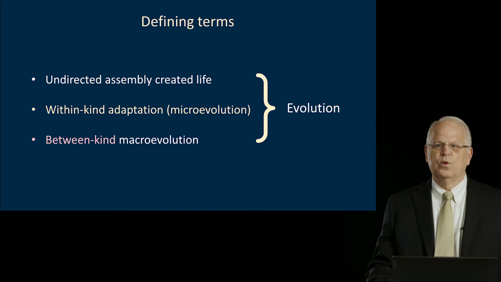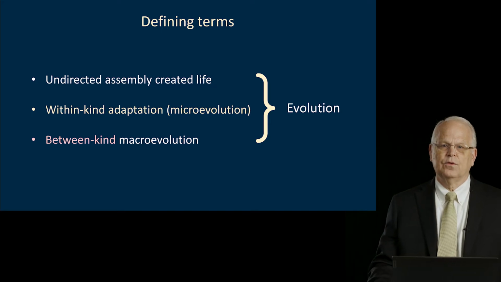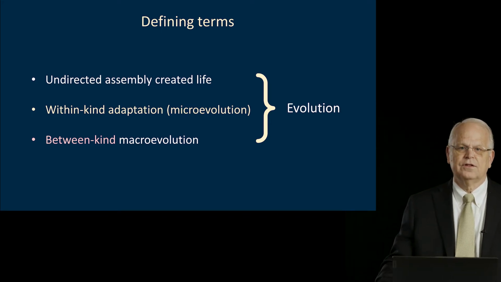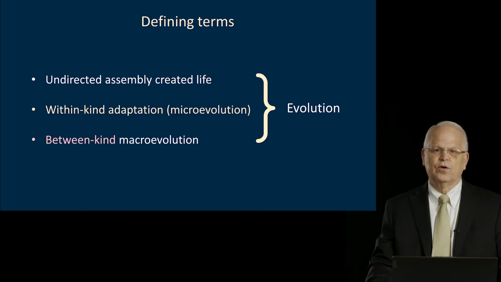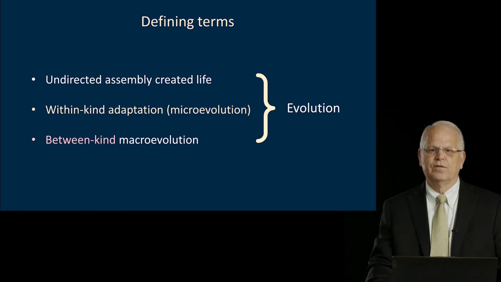The second is within kind adaptation, or microevolution. And this is the concept that there can be small changes, but the particular organism stays within species or within kind. And this is like what we see with COVID now, with the COVID variants. It changes a bit, but it still stays a COVID virus. And then between kind macroevolution. Between kind macroevolution says we started with one organism that was kind of the great-great-great-great-grandparent of all of us, and all the diversity of life emanated from one organism.